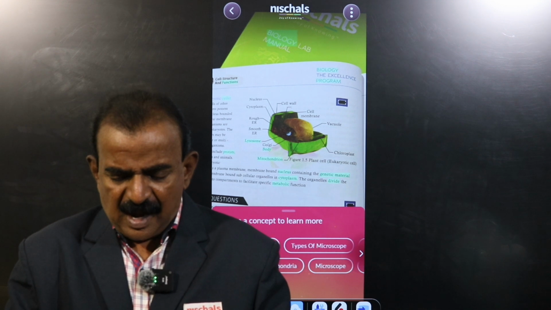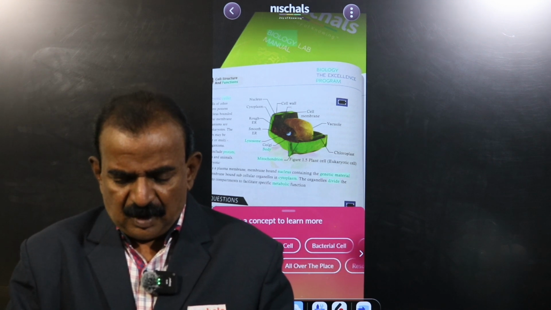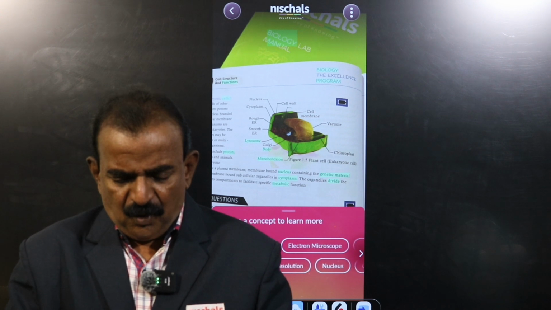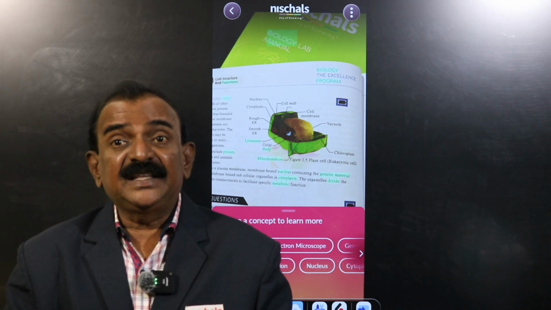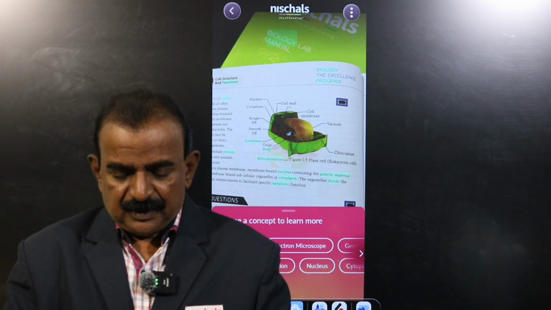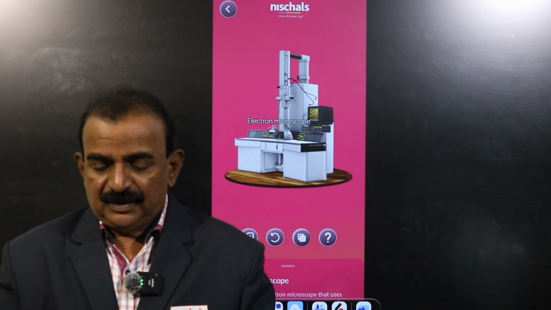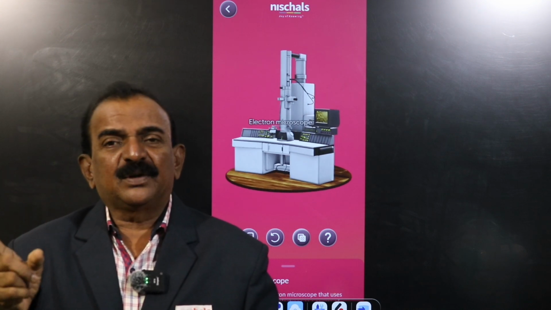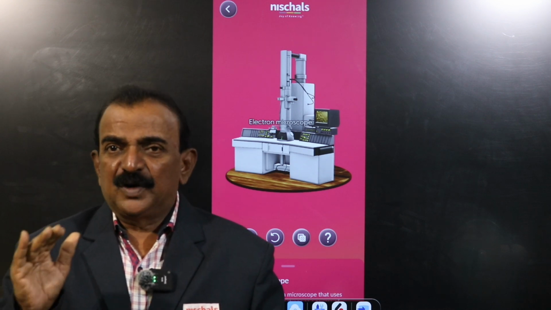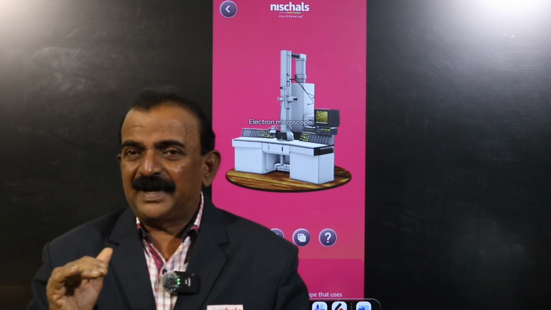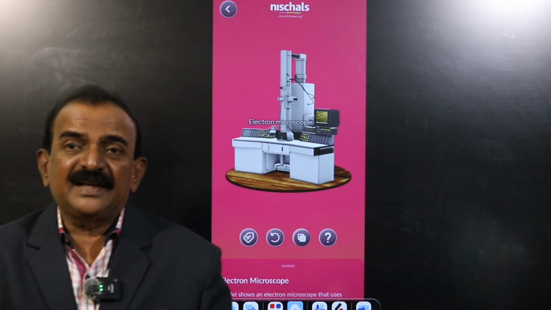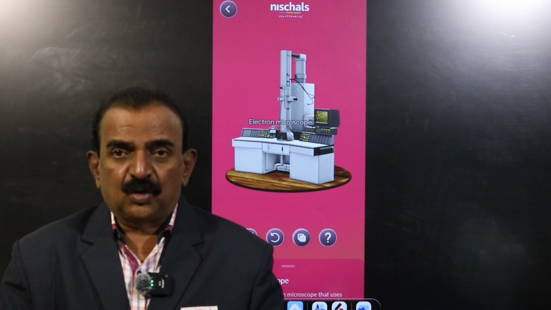Now I am focusing on another microscope, that is the electron microscope. Children, we discussed that there are two types of microscopes given in our textbook. The first is the compound microscope. The other name for compound microscope is light microscope, and it can magnify the object size up to 4000 times.